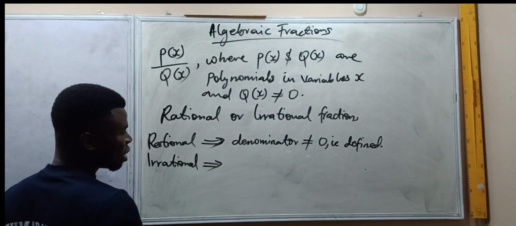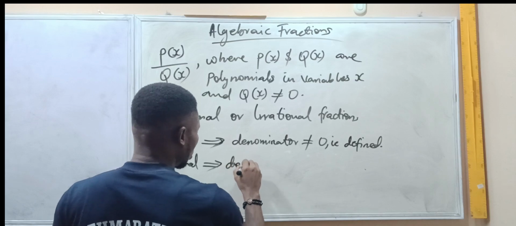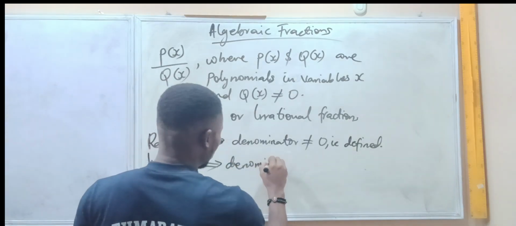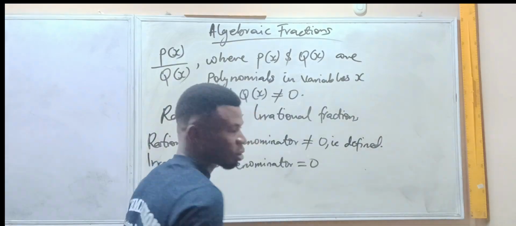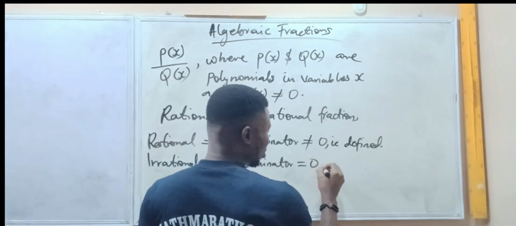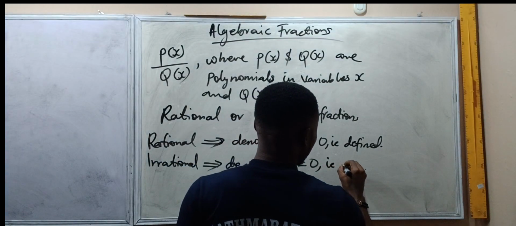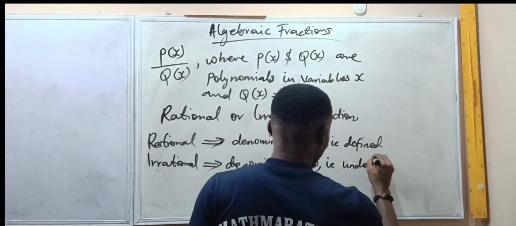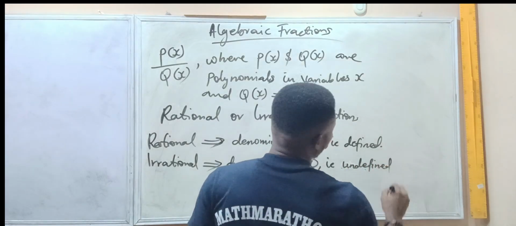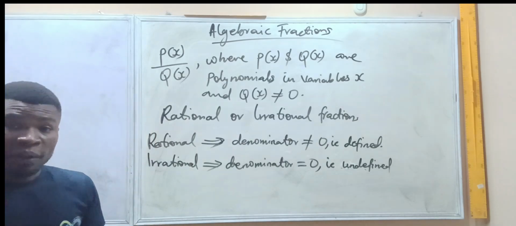But irrational fraction, irrational, when the denominator is equal to what? 0. And then we say it is what? That is, it is undefined. Right?